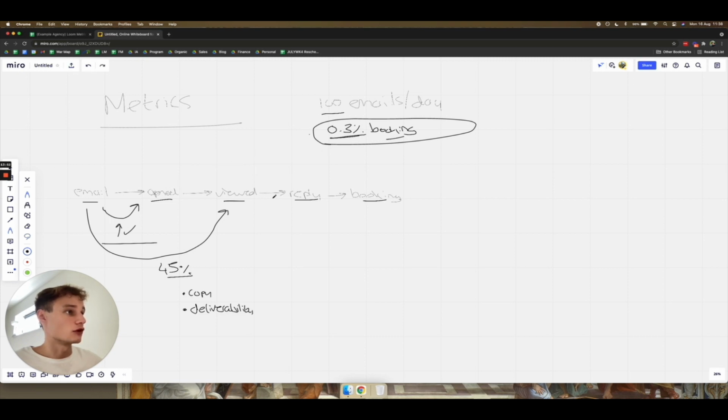And then let's say you've got metrics for your positive reply rate, okay? So you can track this in one of two ways. You can track it from Loom viewed to actual replies, or you can track it from emails to actual replies. A more accurate way of doing this is to track it from emails to replies.